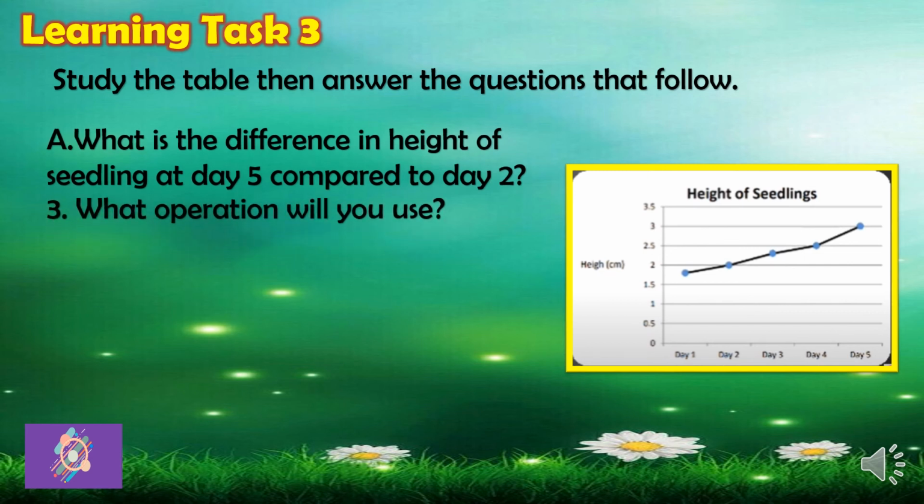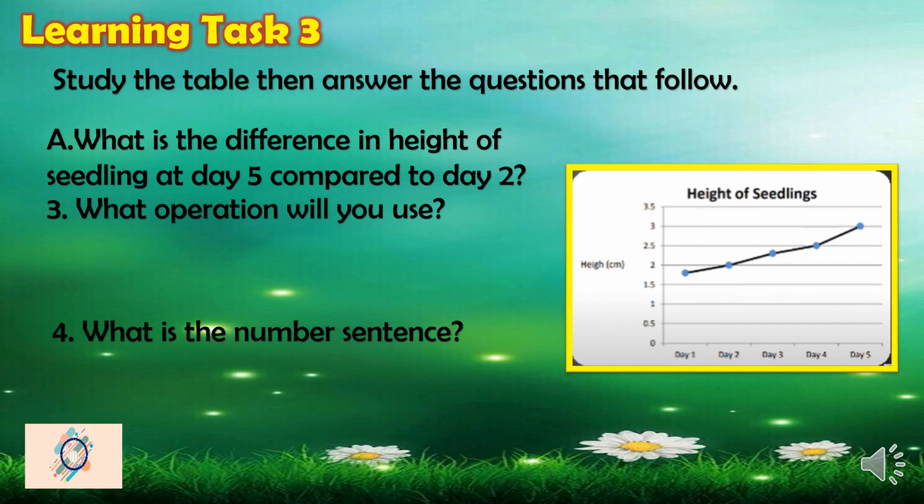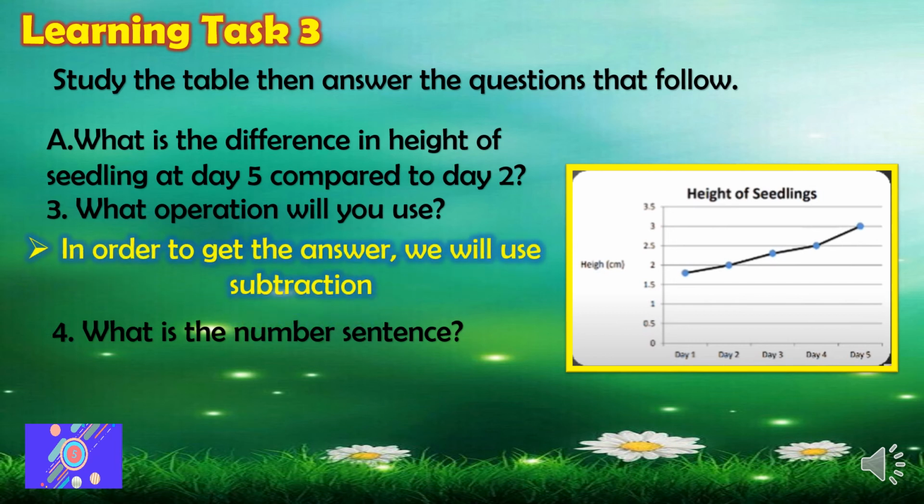So for question number 3, what operation will you use? And number 4, what is the number sentence? To answer number 3, in order to get the answer, we will use subtraction. And what is the number sentence? Day 5 is 3 centimeters, and day 2 is 2 centimeters, so equals n. So 3 minus 2 equals n. That is the number sentence.